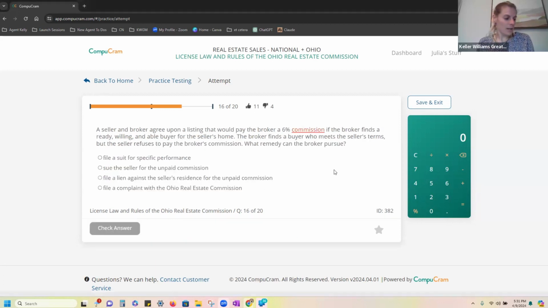All right. Next question. A seller and broker agree upon a listing that would pay the broker 6% commission if the broker finds a ready, willing, and able buyer for the seller's home. The broker finds a buyer who meets the seller's terms, but the seller refuses to pay the broker's commission. What remedy can the broker pursue? A, file a suit for specific performance. B, sue the seller for unpaid commission. C, file a lien against the seller's residence for unpaid commission. Or D, file a complaint with the Ohio Real Estate Commission.